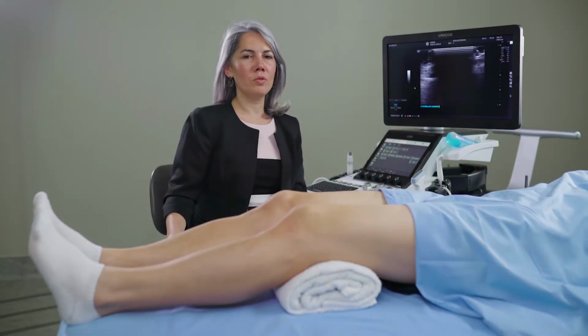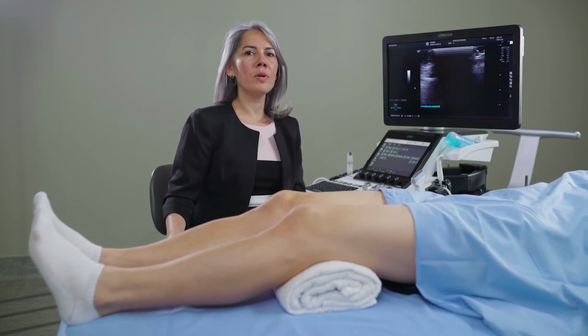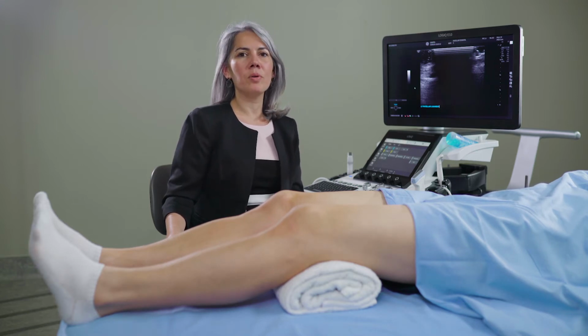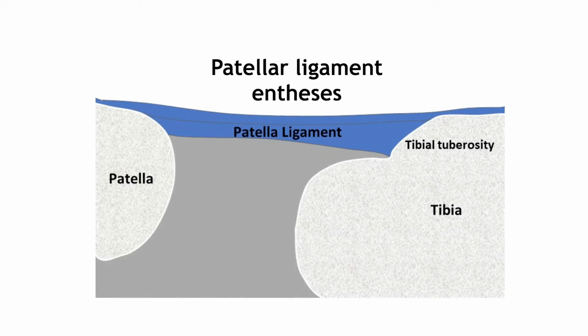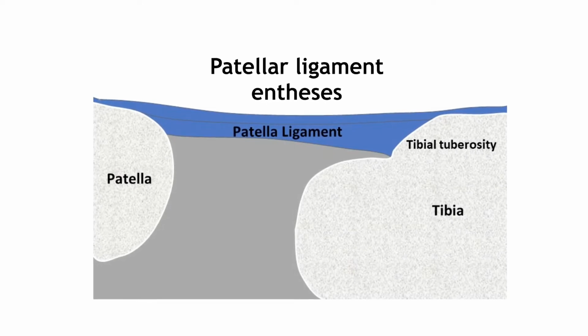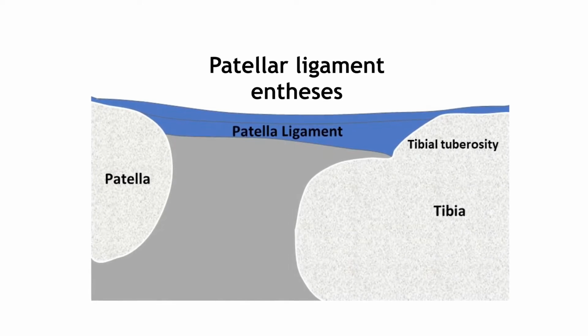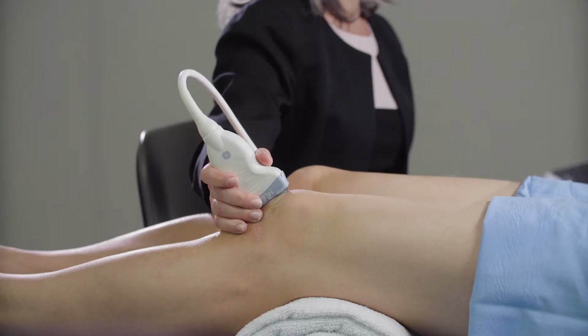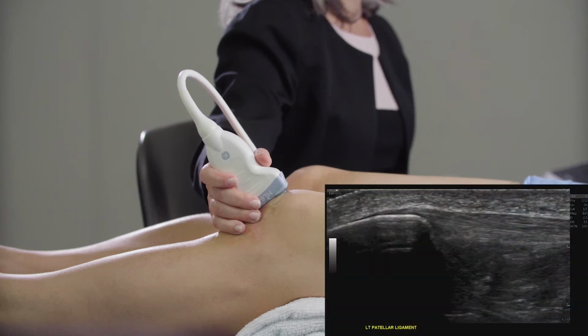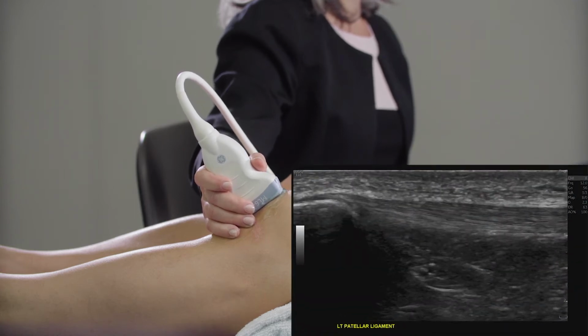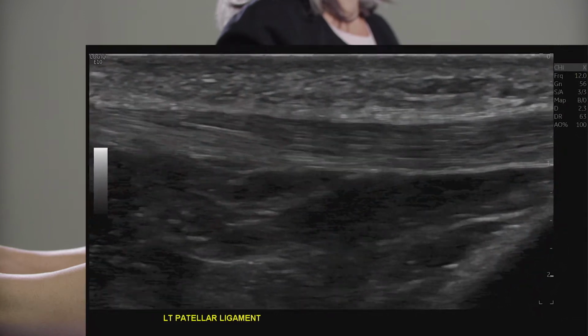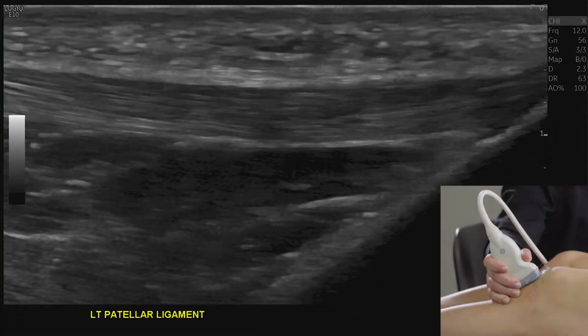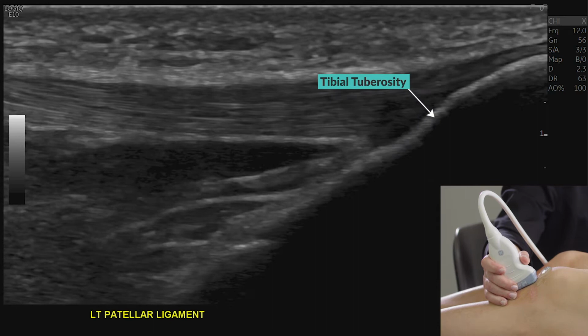And now we're going to move to the patellar ligament. The patellar ligament lies in between the inferior pole of the patella and tibial tuberosity. The origin of the patellar ligament expands to the medial and lateral edges of the patella and continues with fibrous patellar retinacula on both sides. The ultrasound scan starts by placing the probe on the inferior pole of the patella to visualize the origin of the patellar ligament. The whole ligament can be visualized until it inserts to the tibial tuberosity.